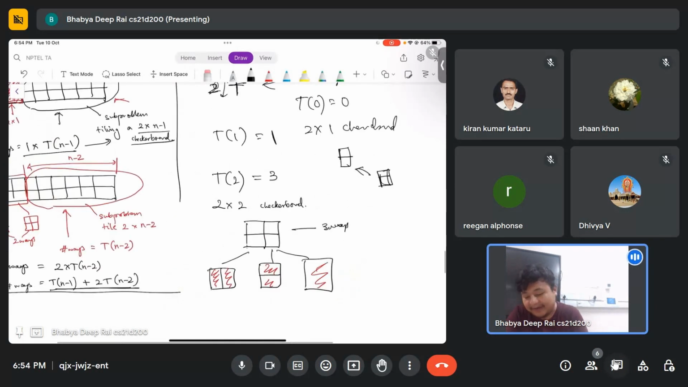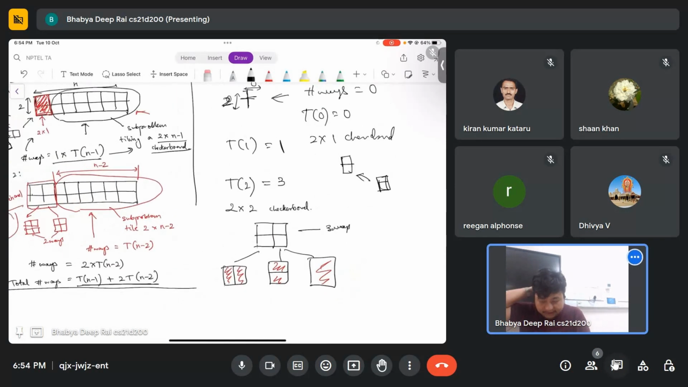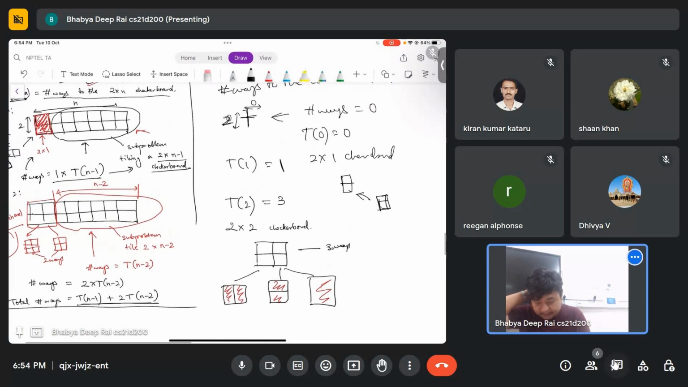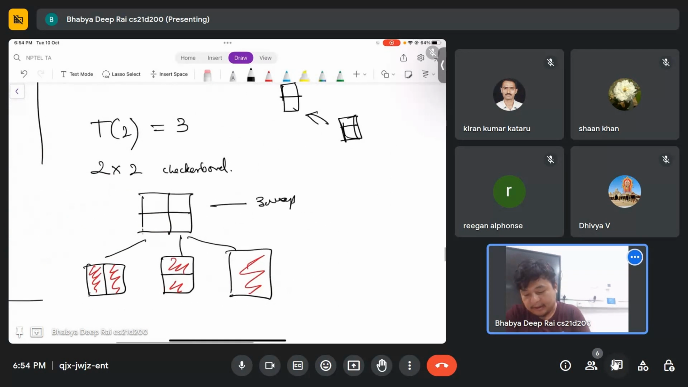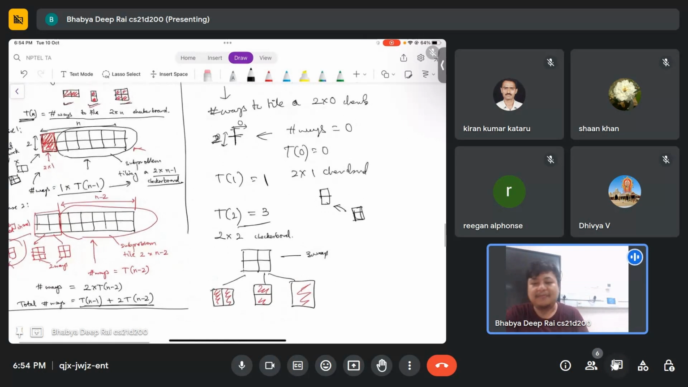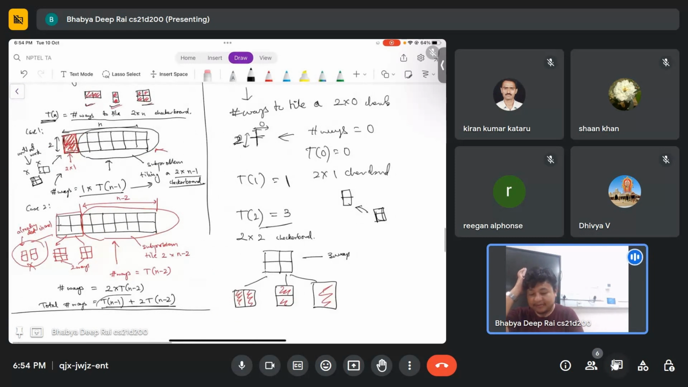You can actually verify it using the recurrence relation also. That's right. So there are 3 ways to tile it. So T2 equals 3, and therefore you can try to form a closed form using this, using the methods that we specified earlier, but this is the recurrence for the particular problem.